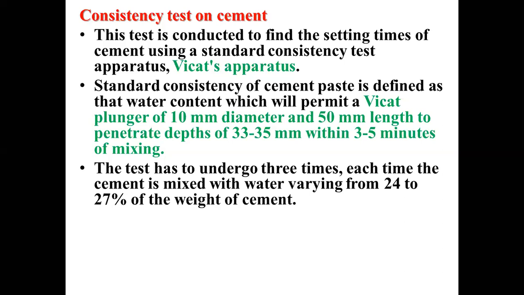For initial setting time, the accessory in the Vicat apparatus is the needle. Then for final setting time, it is the needle with the annular attachment. Only one apparatus, the Vicat apparatus, is used, but the accessories are changed. For standard consistency or normal consistency we use the plunger, for initial setting time the needle, and for final setting time the needle with the annular attachment.